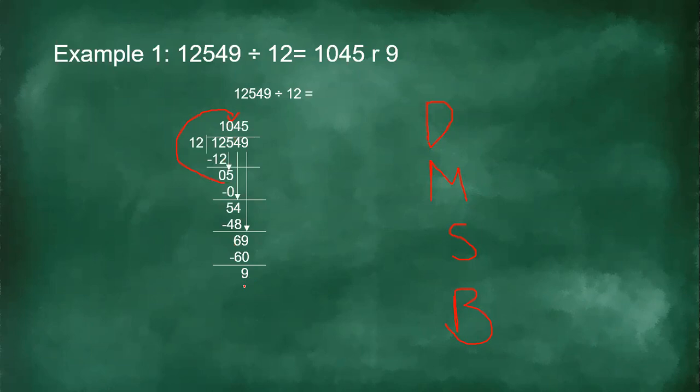It's very important that you understand that it is always divide, multiply, subtract, bring down. Divide, multiply, subtract, bring down. It's a repetitive process.